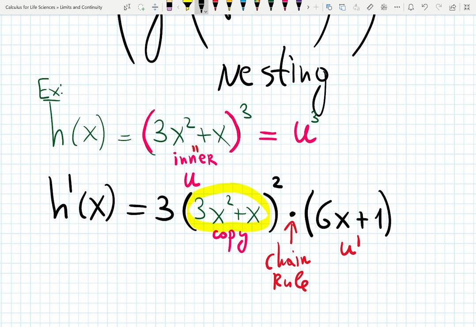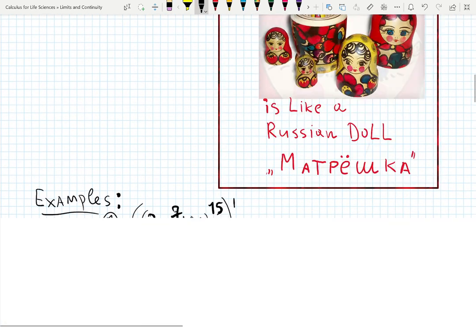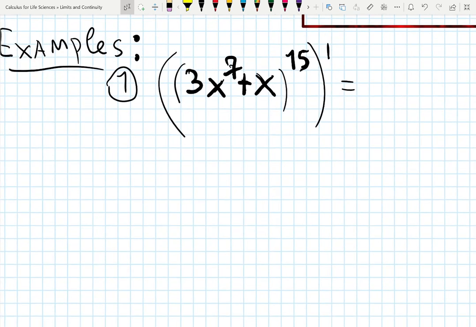A numerical version, just with numbers? There's an algebraic version of the chain rule. No, it's functions. It's about functions. Oh, sorry. Yeah, functions. So this is the matryoshka. Let's do one more. Who can help me with this one? Which function do you think is inside and which function do you think is outside? 15 is outside.